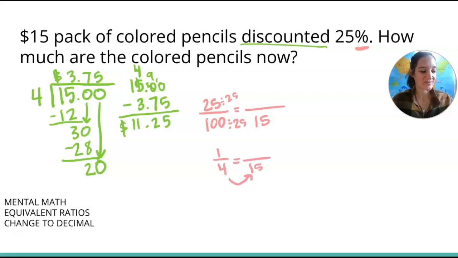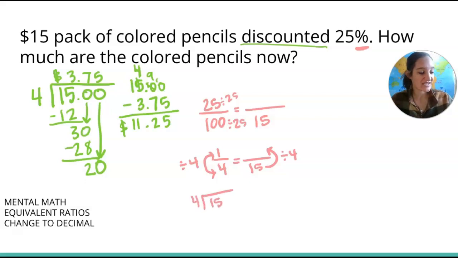There's not a relationship here, but there is here, isn't there? Yay, we got a 4 relationship. So from bottom to top, we're getting smaller, so I know I will need to divide by 4. 4 divided by 15, we already did that over here. So we know that it's going to be $3.75.